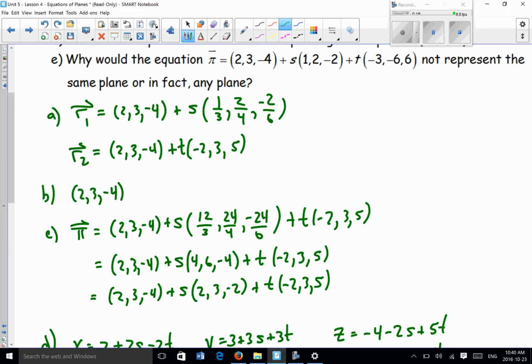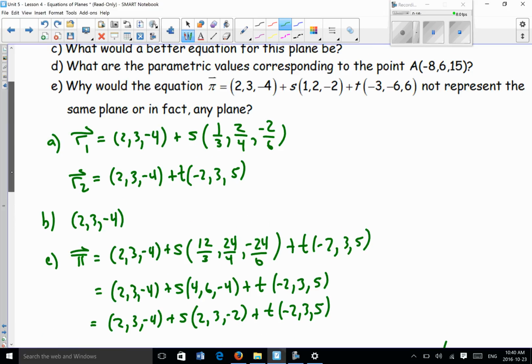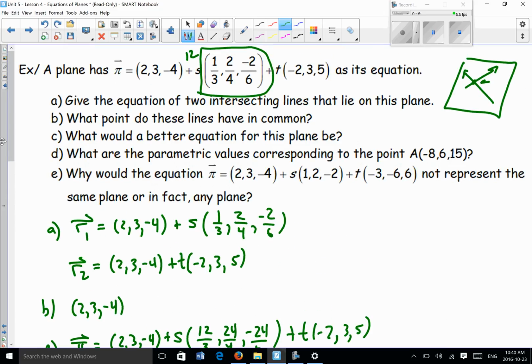Why would the equation not represent the same plane, or in fact, any plane? So what do we notice about this? It's got the same point, so that's great news. It's got two directions, and obviously they're different directions than we have. Though this one looks kind of the same, right? The 1, 2, negative 2. But why does this not represent the same one? Well, this direction, let's take a look at that one. That's obviously different than the initial one we were given.